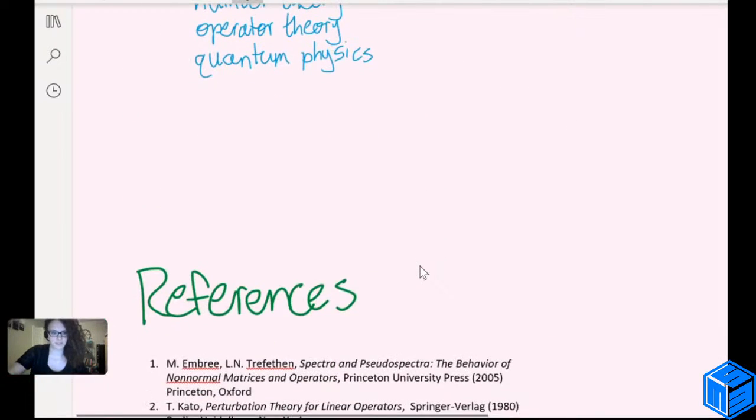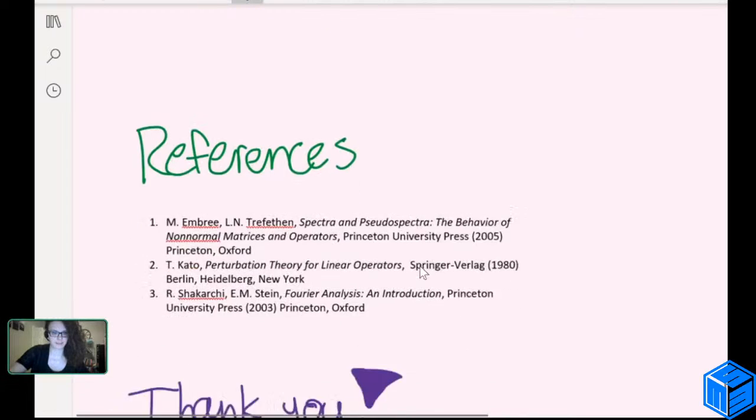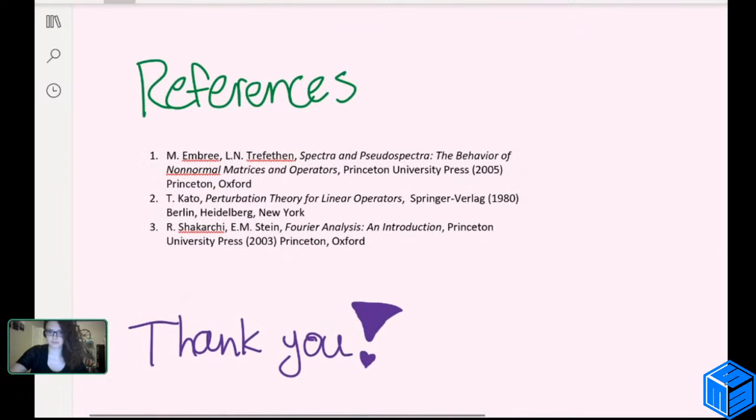Okay, so here are my references. I'm just learning about these operators myself too for my research, and so these 3 books are really great. So check them out if you want to learn more. And thank you so much for your attention. Please let me know if you have any questions.